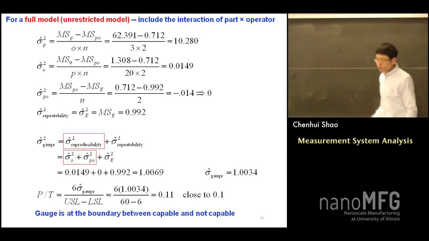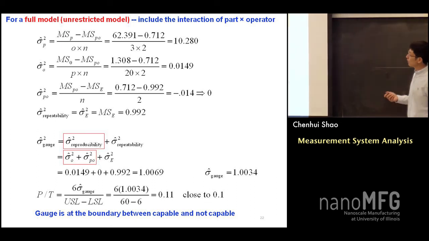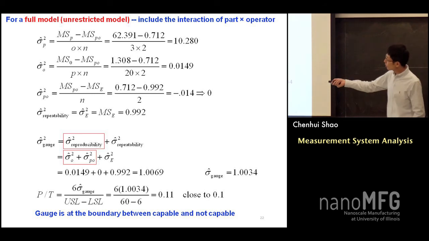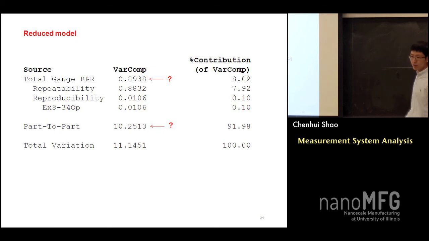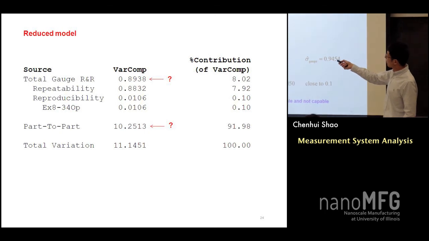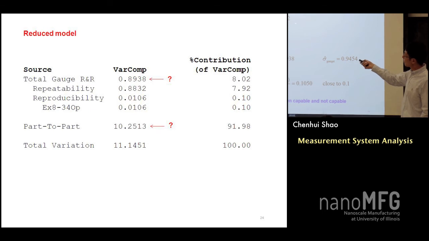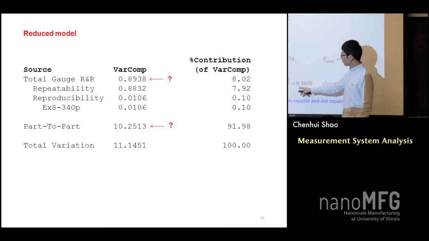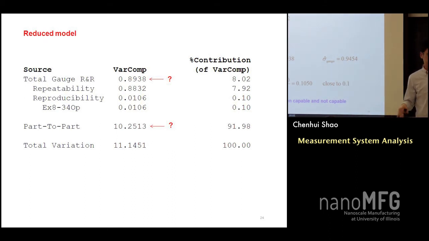So this is for the full model. We already know that the interaction is not significant, so we can run this program again for the restricted model. These two we combine into this one, and we have this result given by this slide. The sigma operator square is the subtraction of these two divided by p times n, which is 0.01, and sigma repeatability is 0.88. The P/T ratio is a little bit smaller, 0.105. So this result will be considered the final result for this gauge in our study.